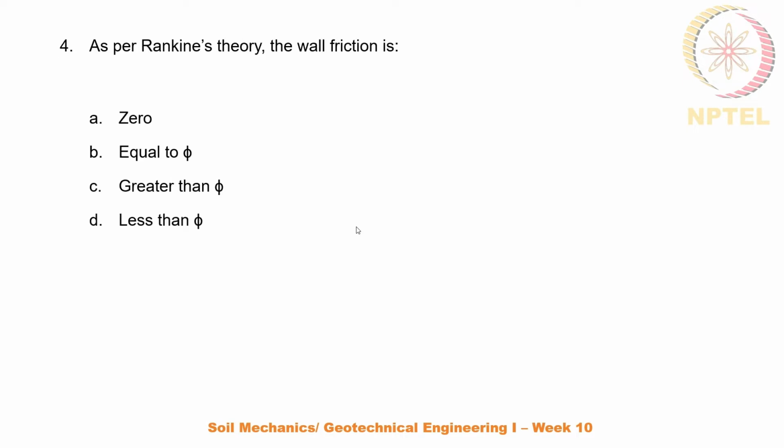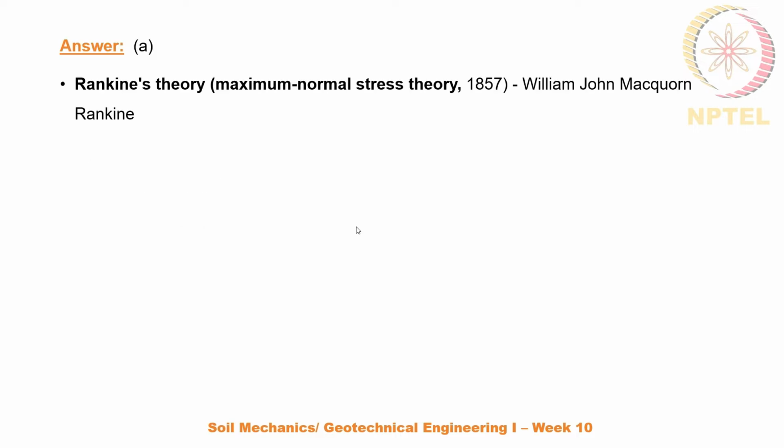Okay, so the next question is: as per Rankine's theory, the wall friction is option A 0, option B equal to phi, option C greater than phi, option D less than phi. So, okay, I have the answer in the chat box as option A. Yes, as per Rankine's theory, the wall friction is 0.